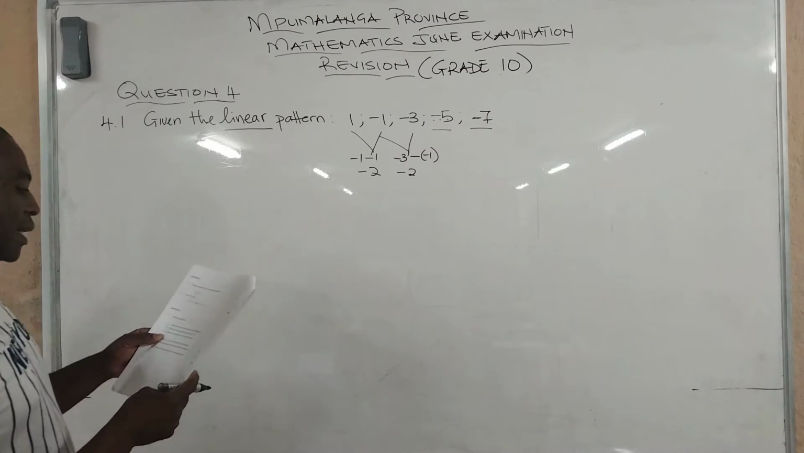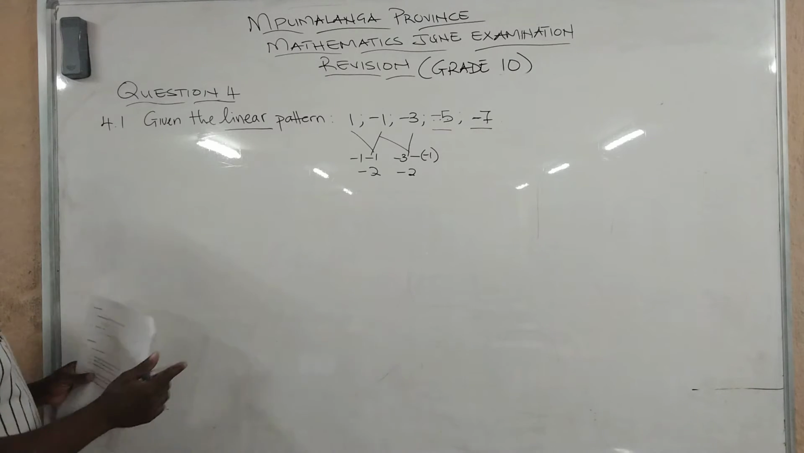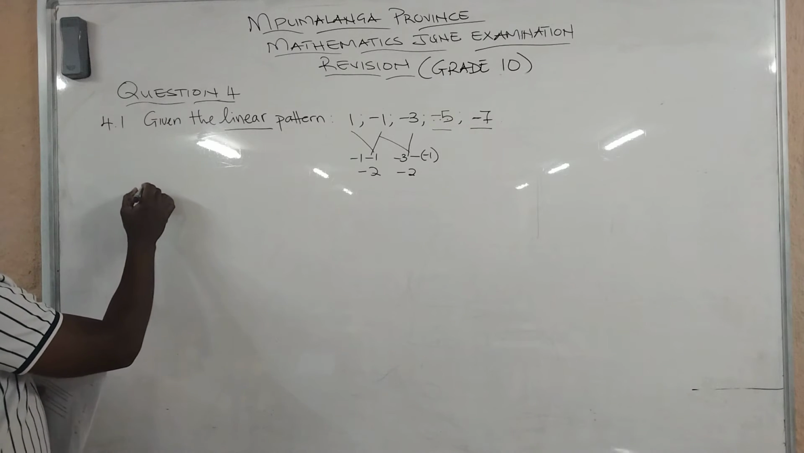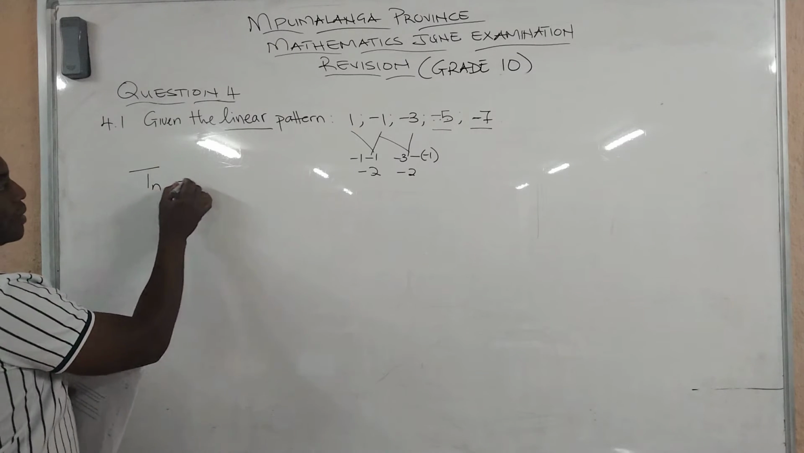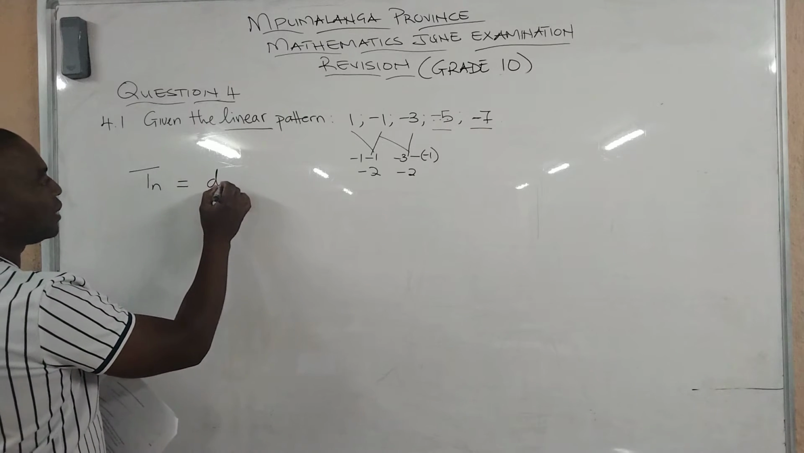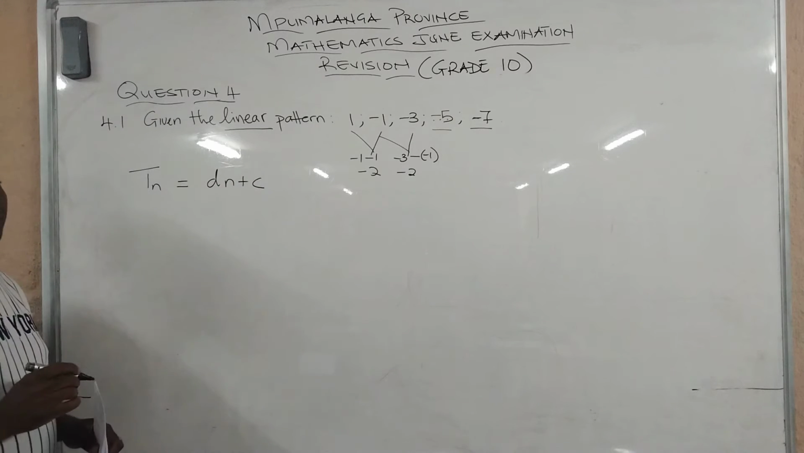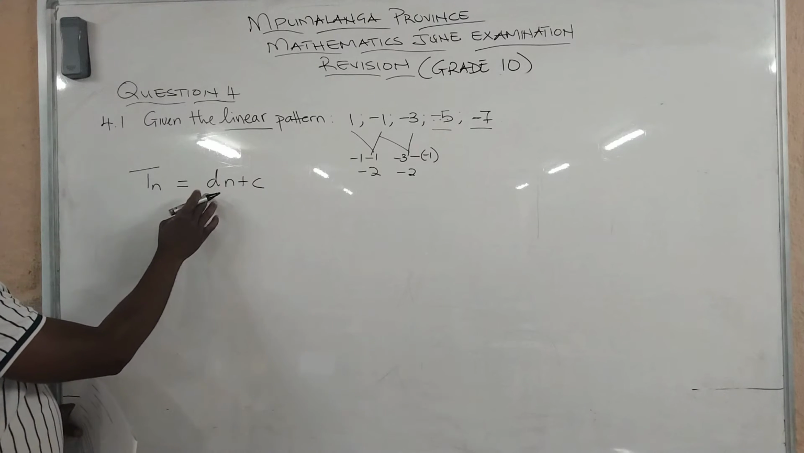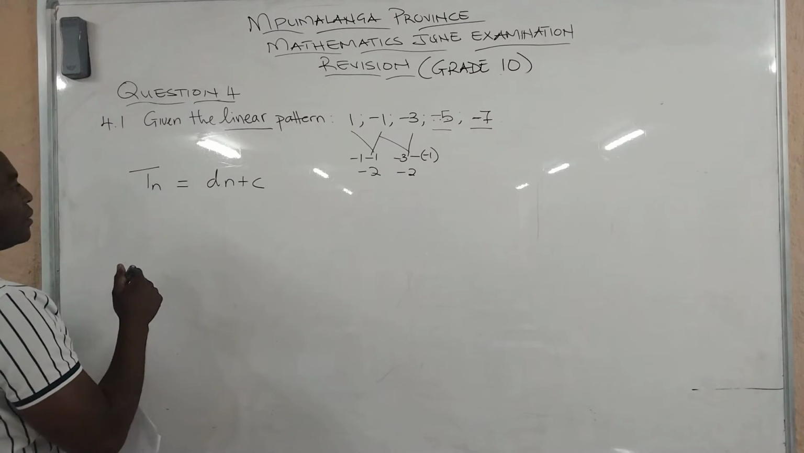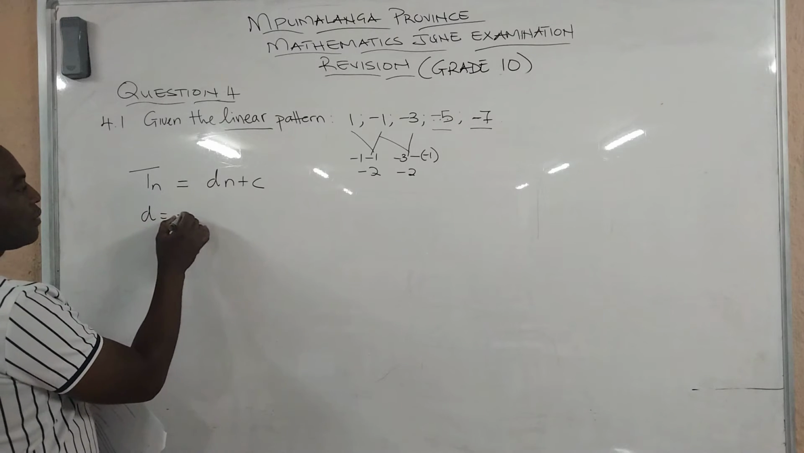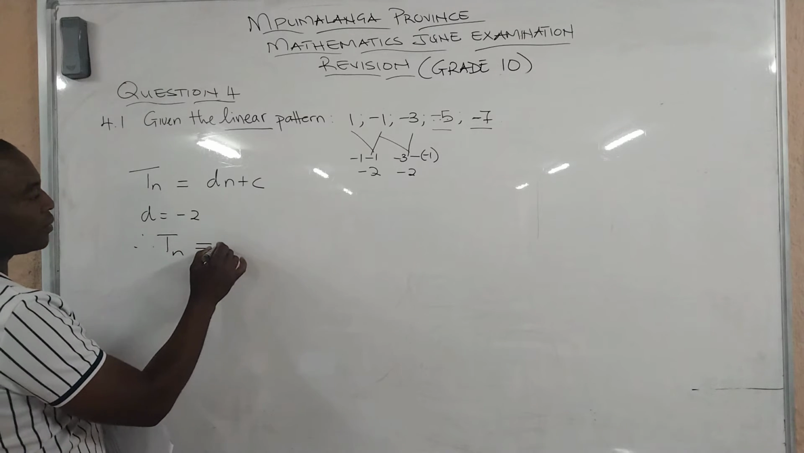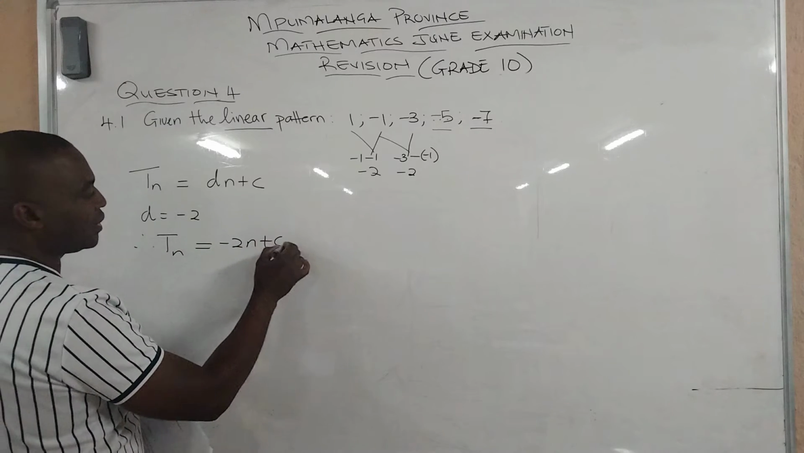We want to determine the nth term of the number pattern. Well, it depends on the way that you have been taught. We understand generally that the nth term, Tn, can be written as Dn plus C, where D is the common difference. So D is equal to -2, therefore Tn is equal to -2n plus C.